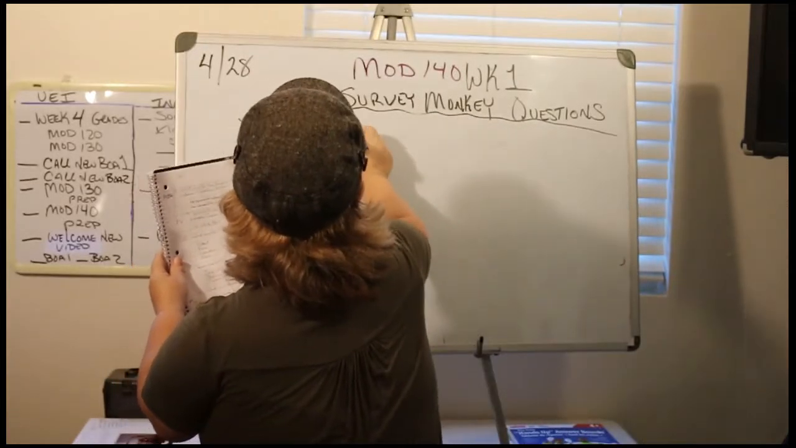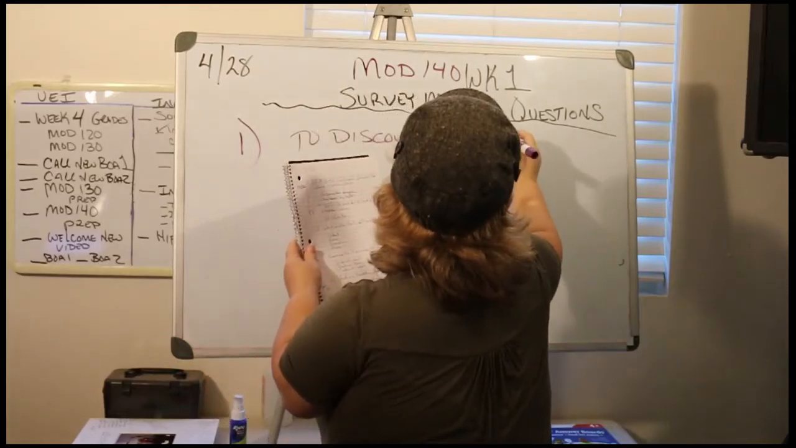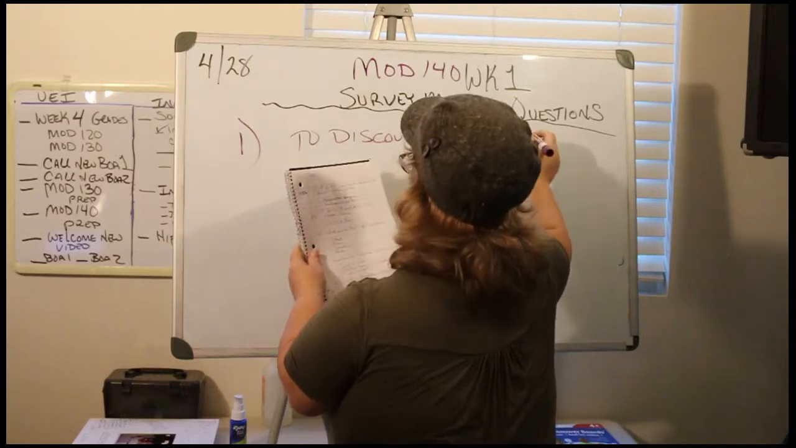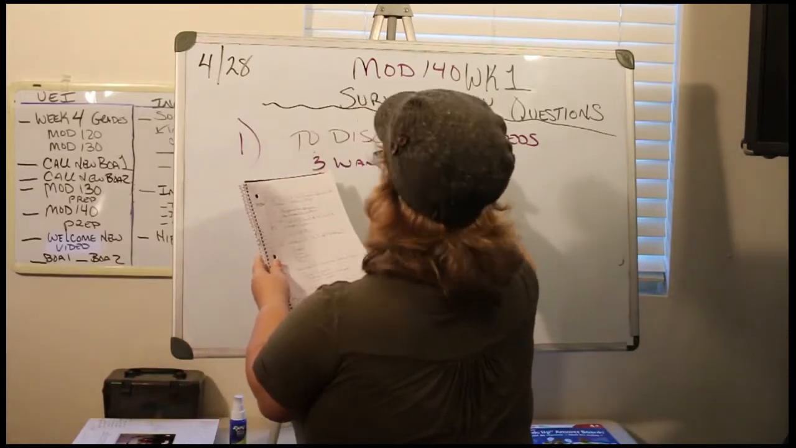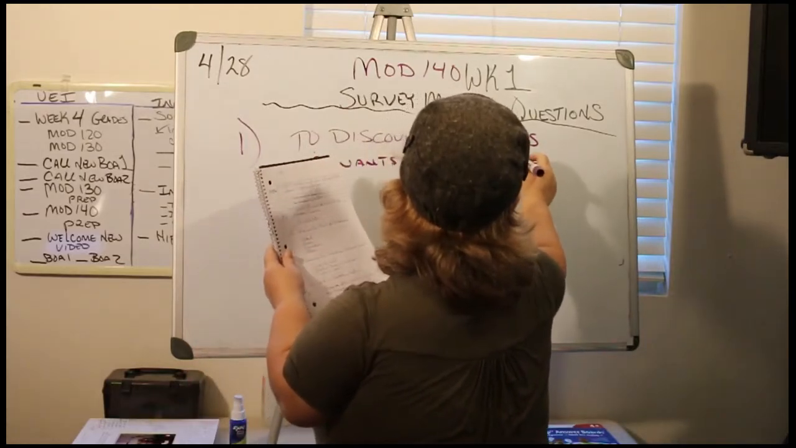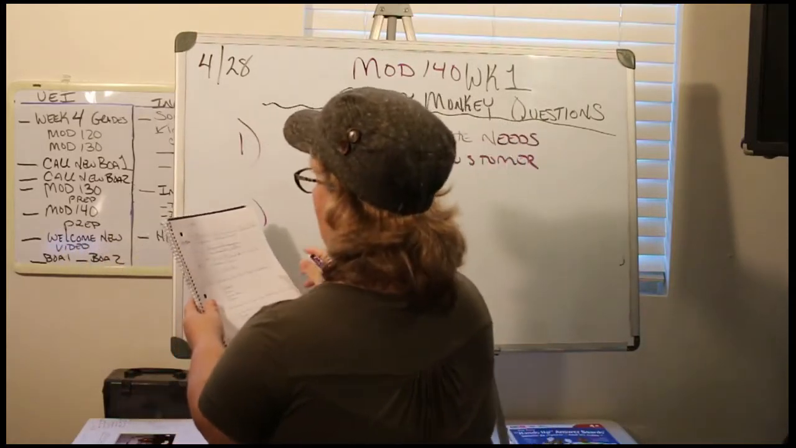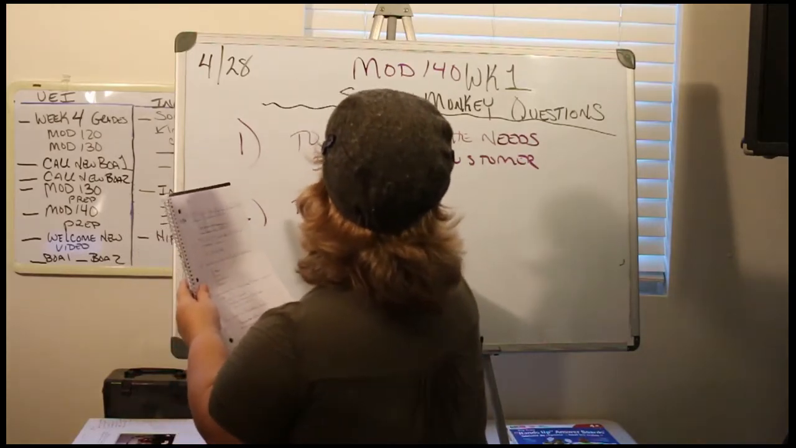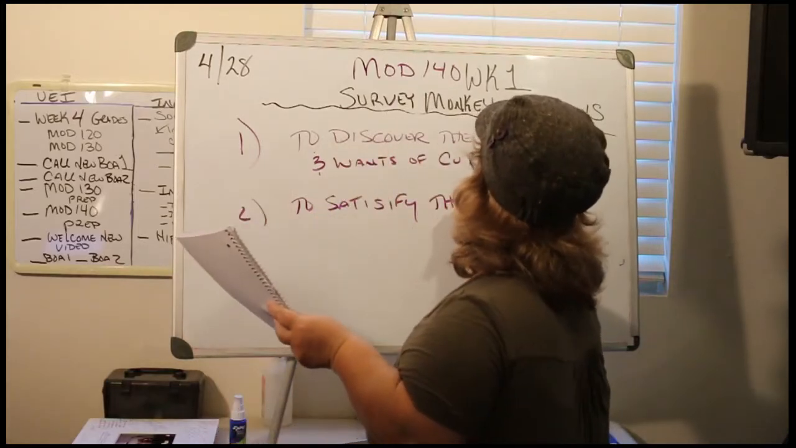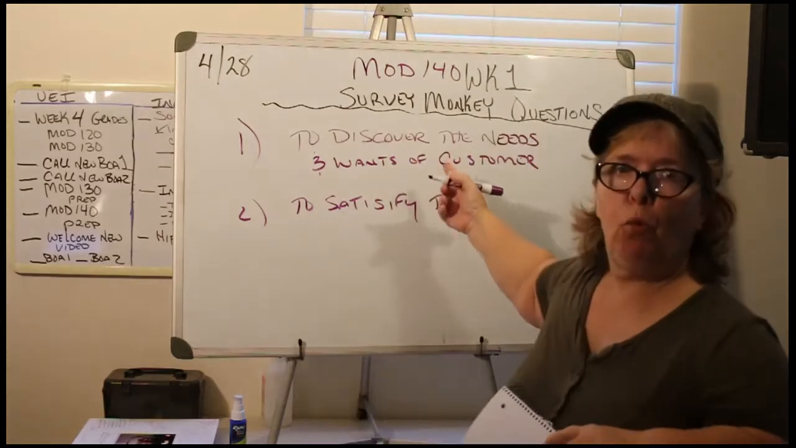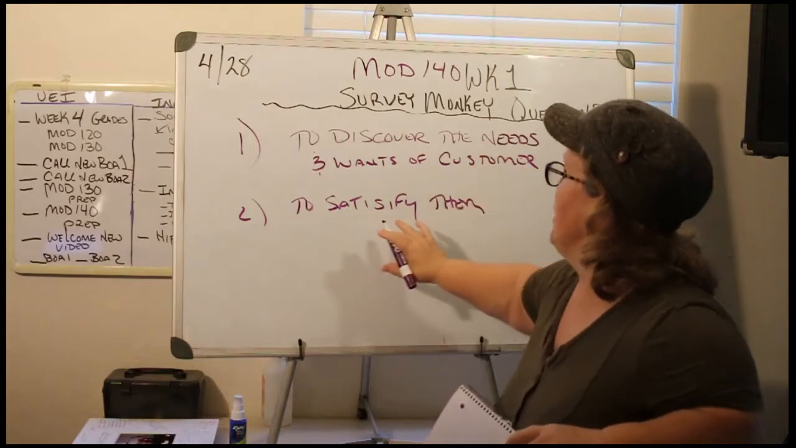to discover the needs and wants of the customer. And number 2 is to satisfy them. And when it says satisfy them, it means to satisfy the needs and the wants of the customer. Those are the 2 elements: to discover the needs and wants of the customer, and then to satisfy them.